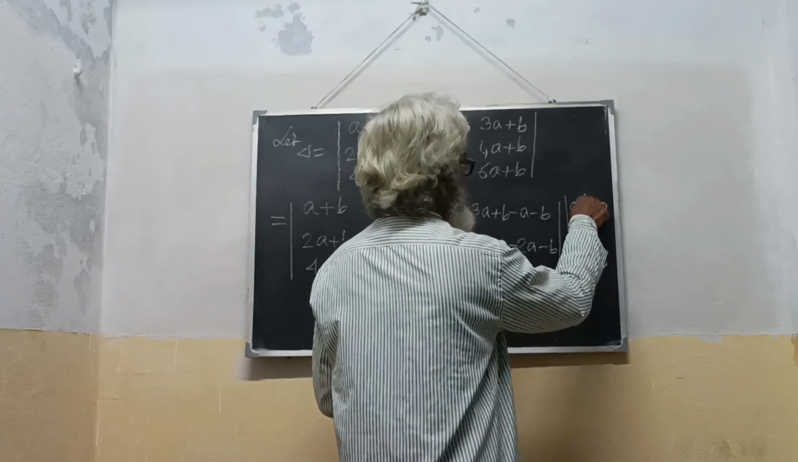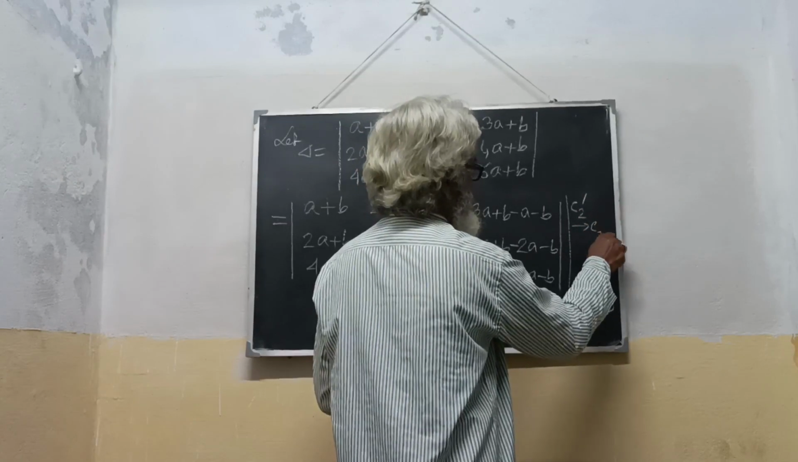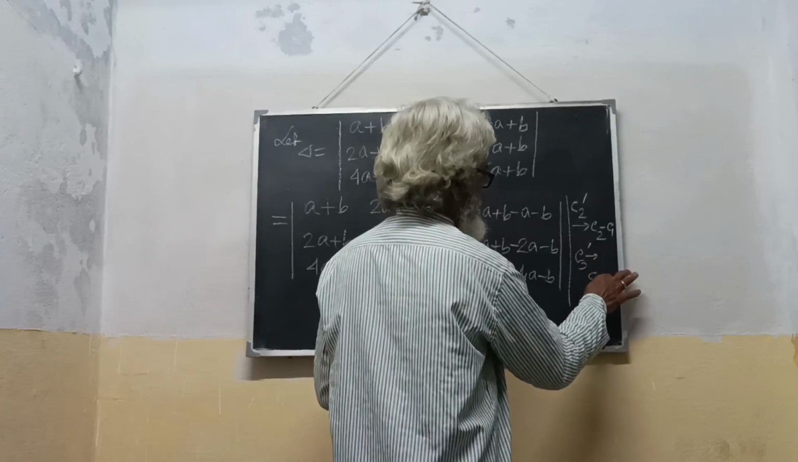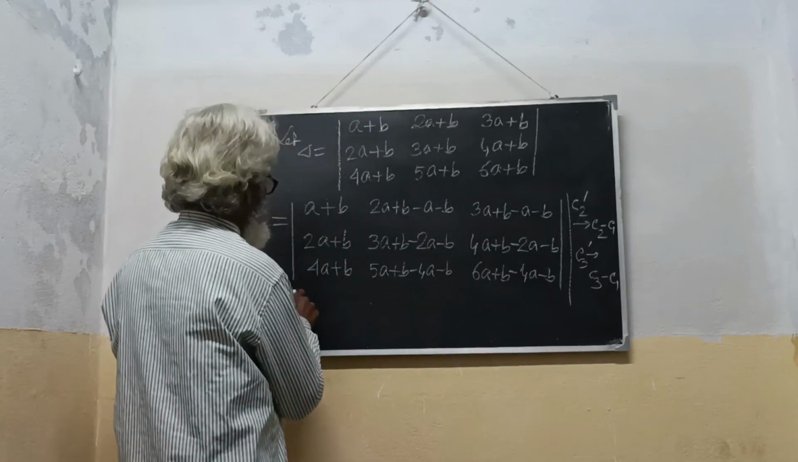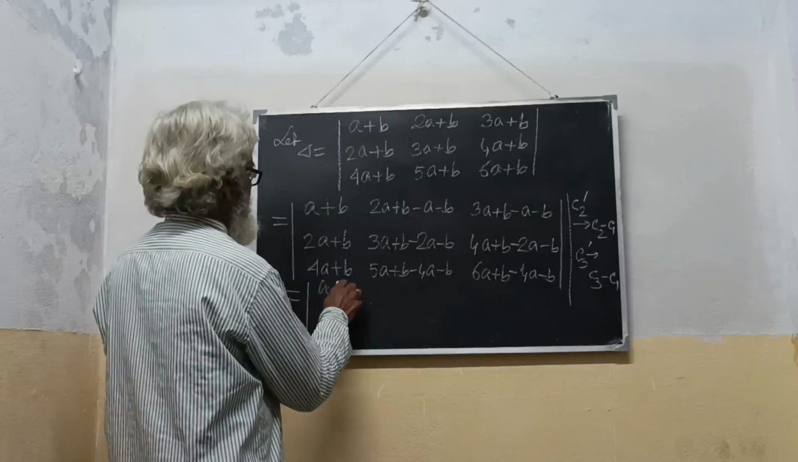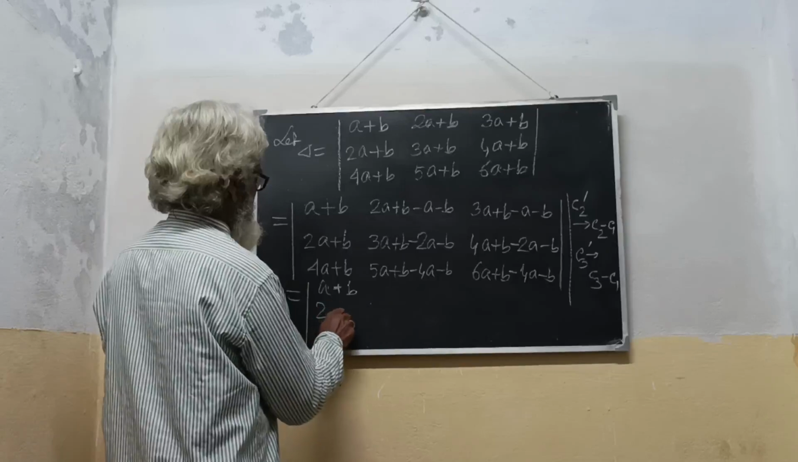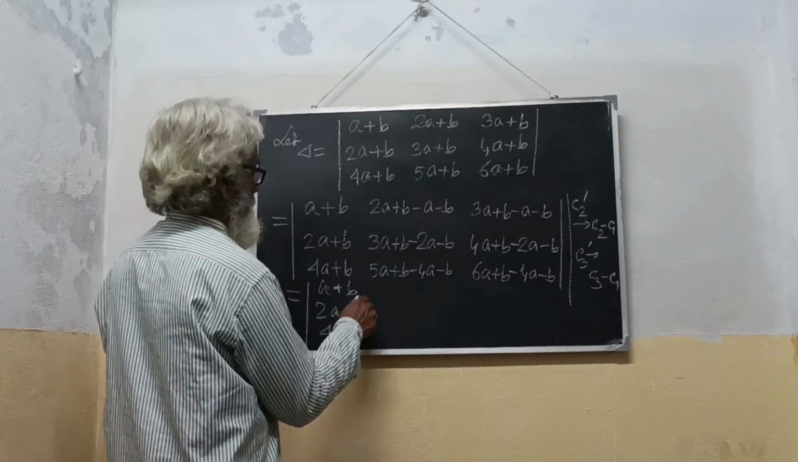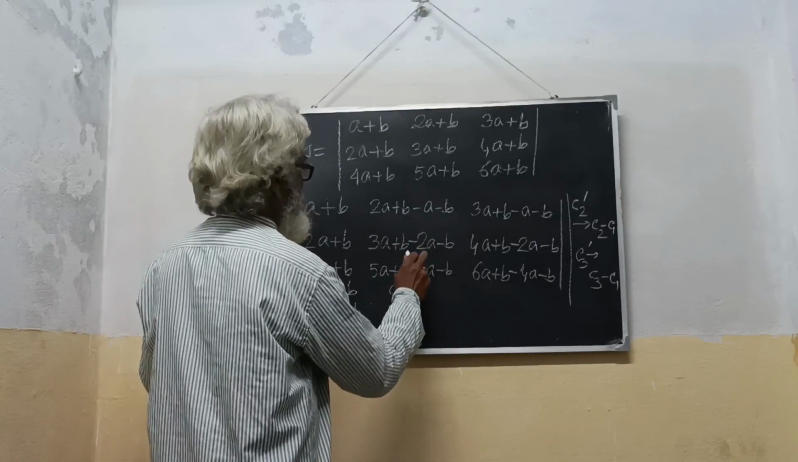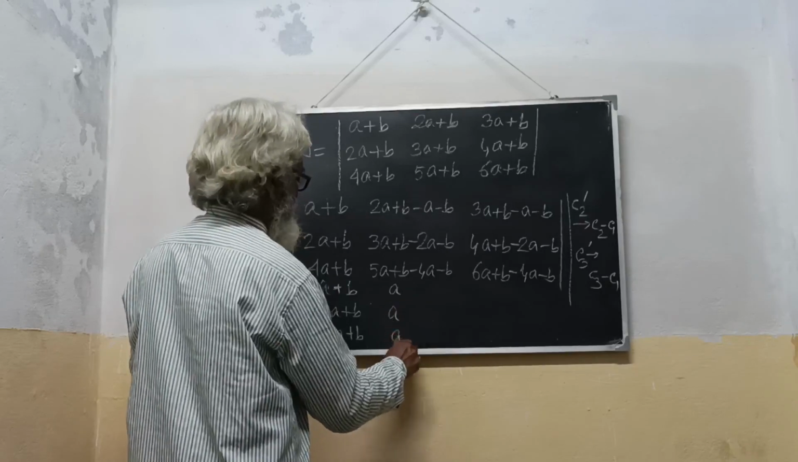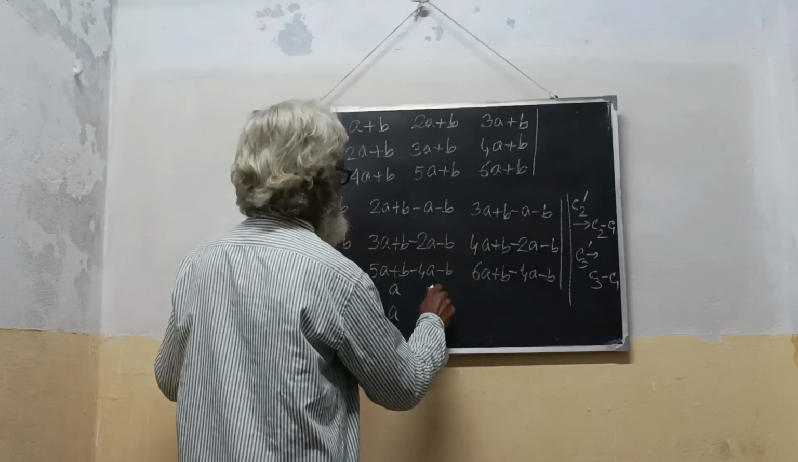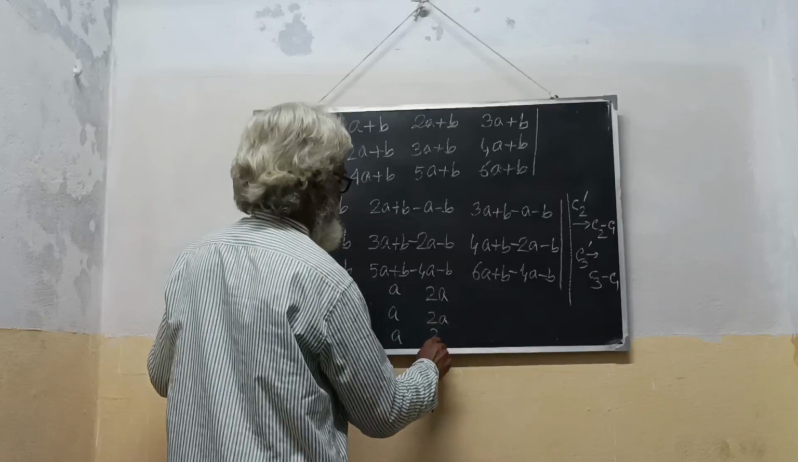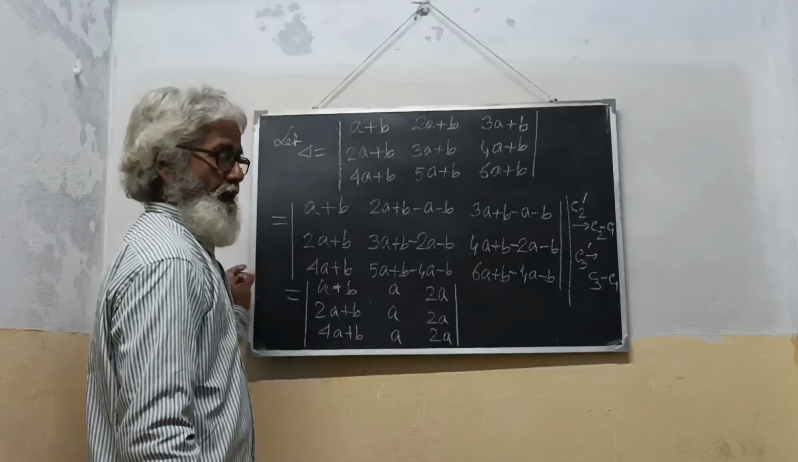C2 dash goes to C2 minus C1, C3 dash goes to C3 minus C1, to get the first column a plus b, 2a plus b, 4a plus b. This is a, this is also a, this is also a. This is 2a, this is 2a, this is 2a. Okay. So this is our resulting determinant.